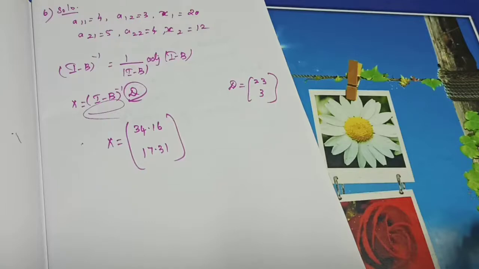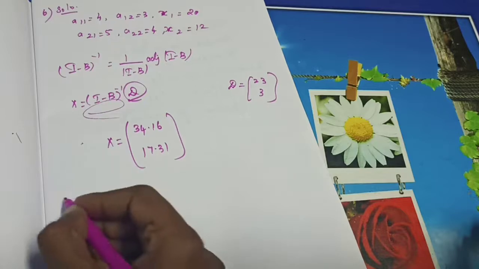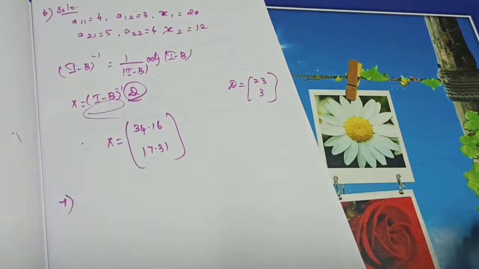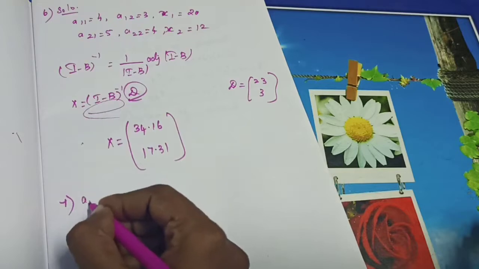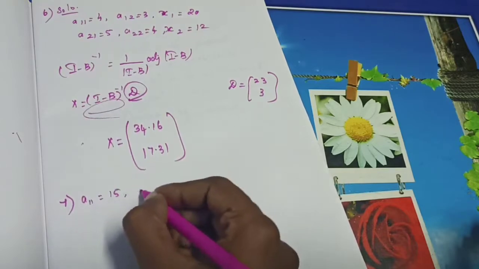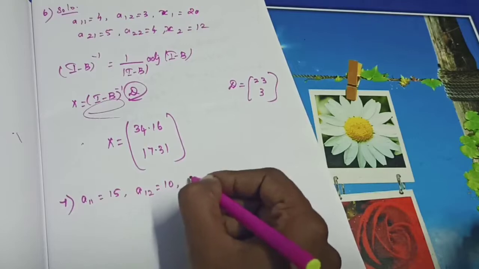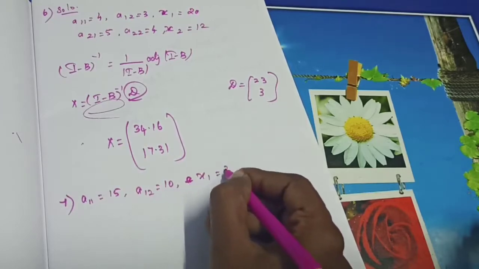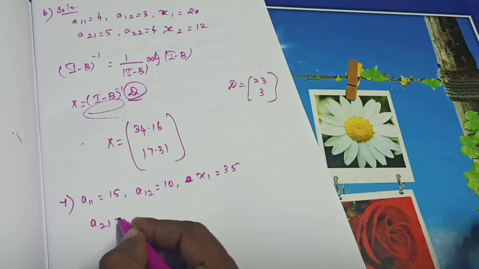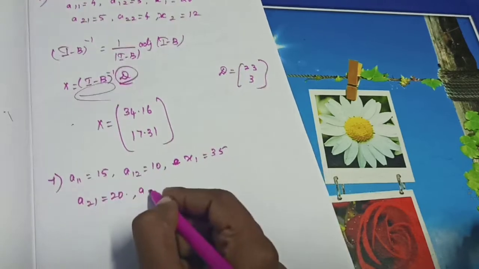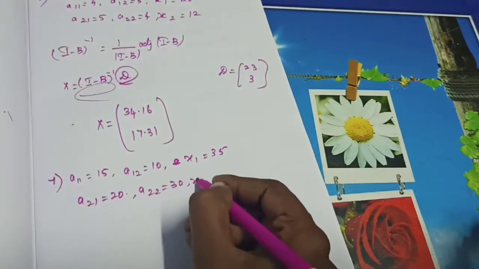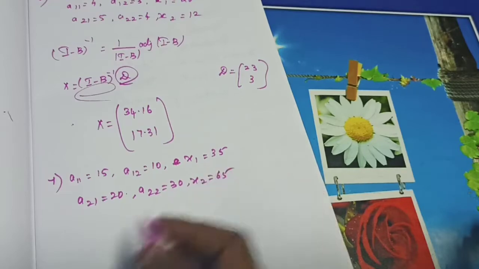Okay students? Finally one more question is there. Problem number 7. Suppose the inter-industry flow of the product of the two sectors X and Y are given as under. Here also the technology matrix they did not give. So what's the A11 value from the tabular column? 15. Then A12 value is 10. Then X1 value is 35. Then A21 is 20. Then A22 is 30, X2 is 65.